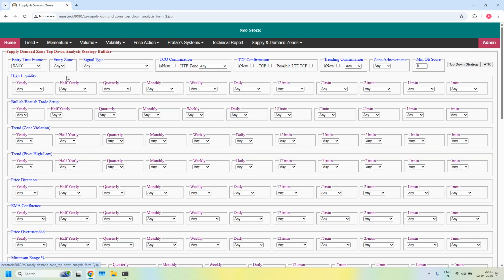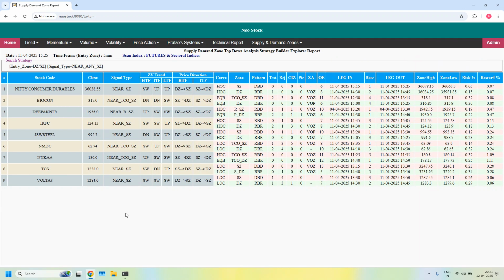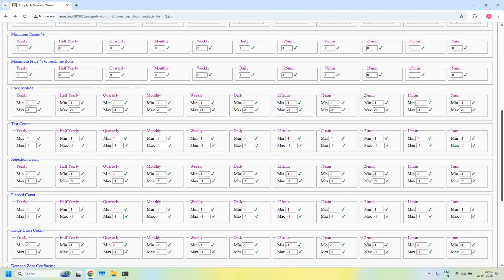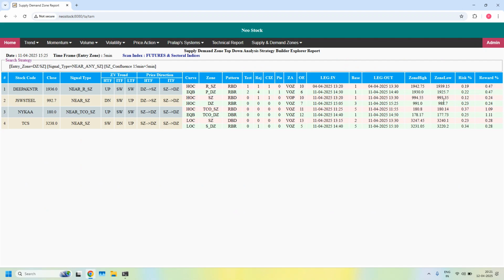Okay, next, 5 minutes time frame. Stocks near 5 minutes supply zone. We got 9 stocks. We can further filter based on 5 minutes and 15 minutes supply zone confluence. With this filter, we got 4 stocks. So these are the stocks near demand and supply zones for different time frames.